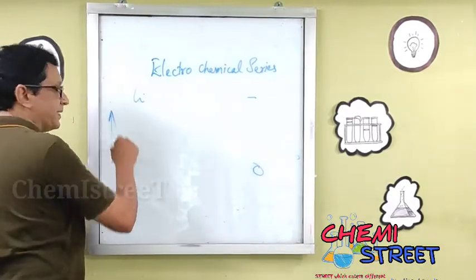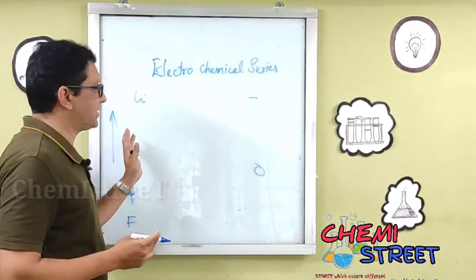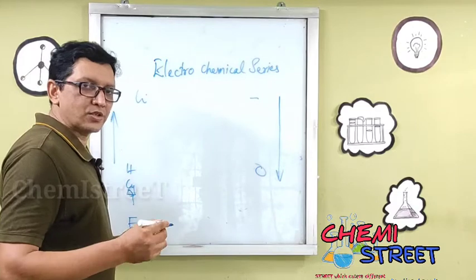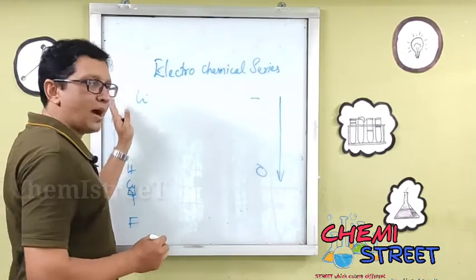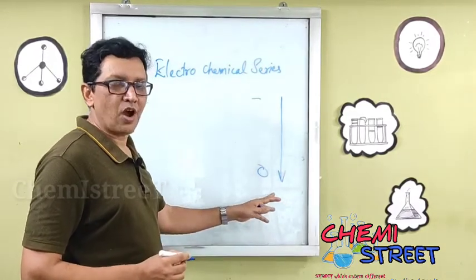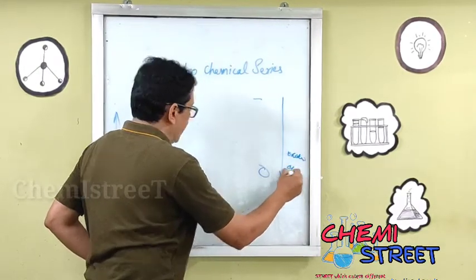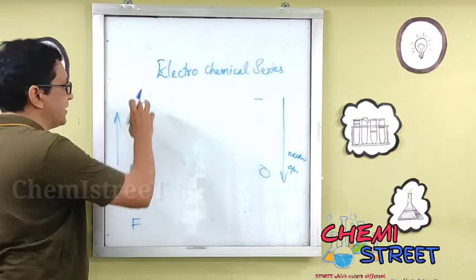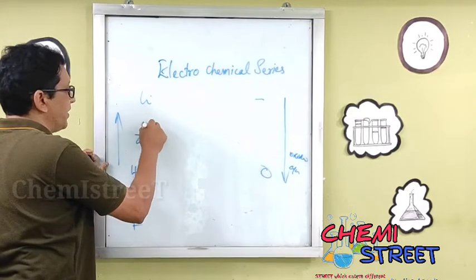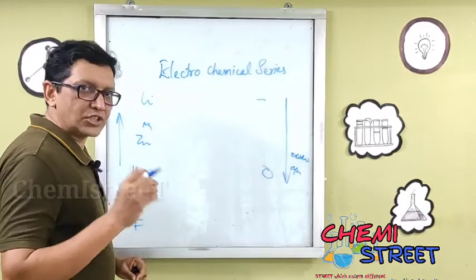So while we are moving up, the reducing property of the elements increases, and while we are coming down, they will be acting as good oxidizing agents. If you are moving up, they will be acting as good reducing agents. If you are coming down, they will be acting as good oxidizing agents. If you are going up, lithium will be a good reducing agent, and here you will have zinc, sodium, potassium, in this particular table. So that is the explanation of the electrochemical series.